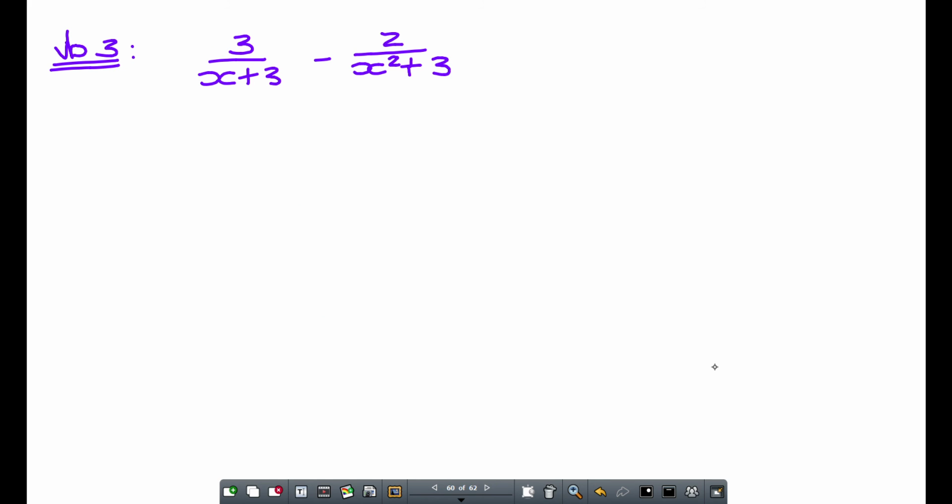Okay, laaste enetjie. Hier gee ek vir jou 3 op x plus 3 minus x kwadraat plus 3. Okay, so my denominators. Look at those first. Is there any way that I could have simplified any of those denominators? Jy kon nie 'n gemeene faktor gaan uithaal nie, ons kon niks doen nie, né?